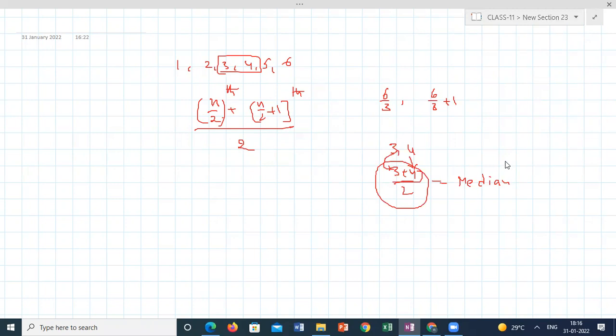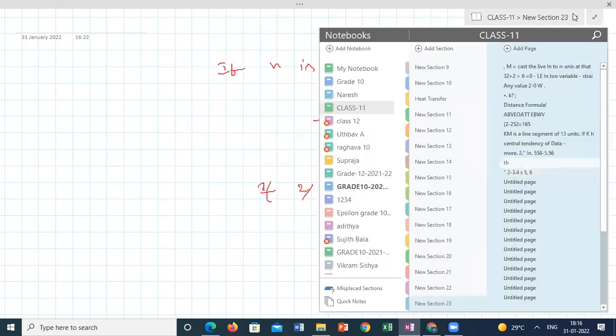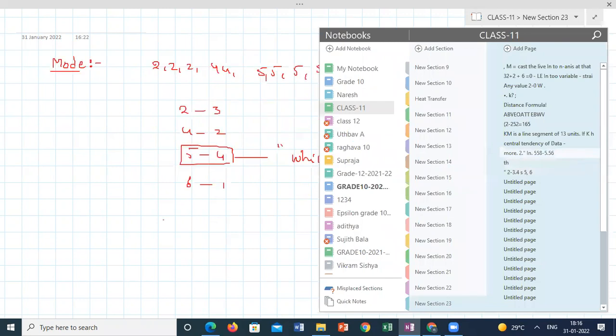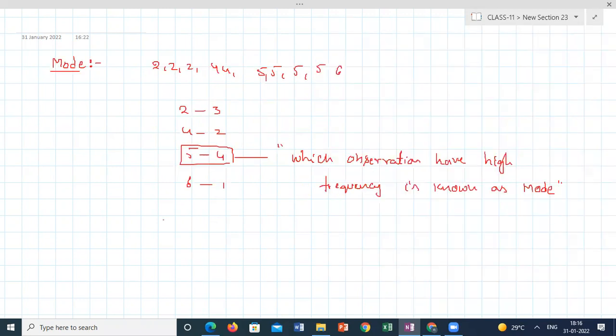For raw data, how to calculate the mode? Mode is the observation with the highest frequency. The observation which has the highest frequency is known as the mode. Suppose this is my raw data. First identify the observations: 2, 4, 5, 6. 2 is repeated 3 times, 4 repeated 2 times, 5 repeated 4 times.